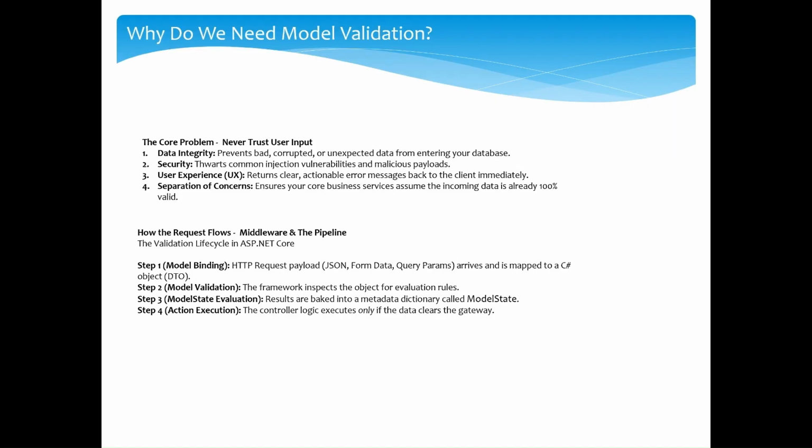The golden rule of backend development is never trust user input. We need model validation for four massive reasons. First, data integrity. It ensures bad data never corrupts our database tables. Second is security. It drops malicious payloads before they can exploit vulnerabilities. Third, user experience. It instantly returns actionable error messages so that the client application knows exactly what to fix. And the fourth is separation of concerns. Your core business logic should not be cluttered with simple checks like making sure an email address contains the @ symbol. It should assume incoming objects are already valid.